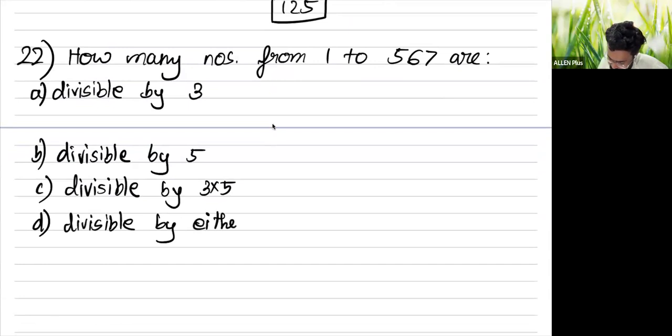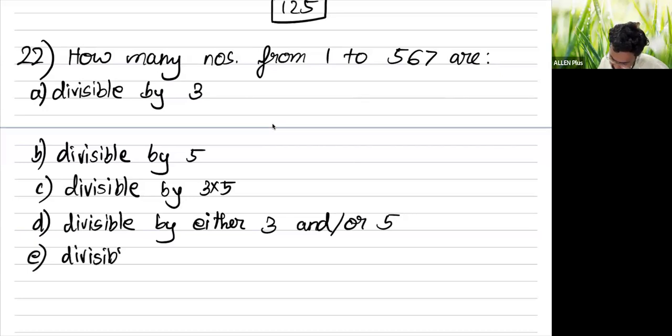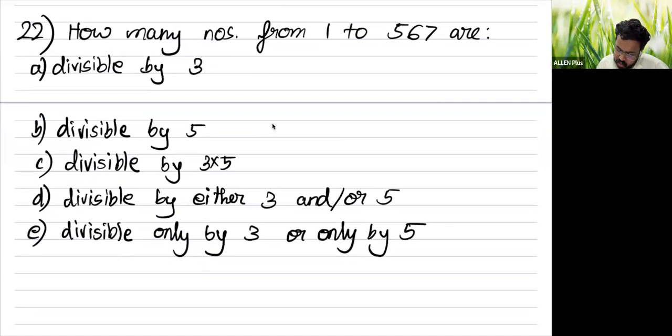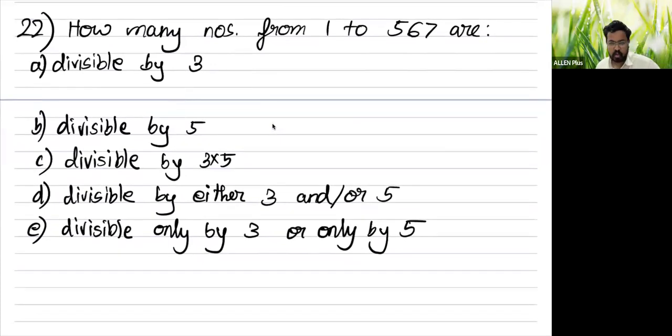either 3 and/or 5. Okay. E part is divisible only by 3 or only by 5. Okay. There are 5 parts to this question. Try to solve it. And once you get the answer, put A some answer, B some answer, C some answer, and so on. Am I audible to everyone?